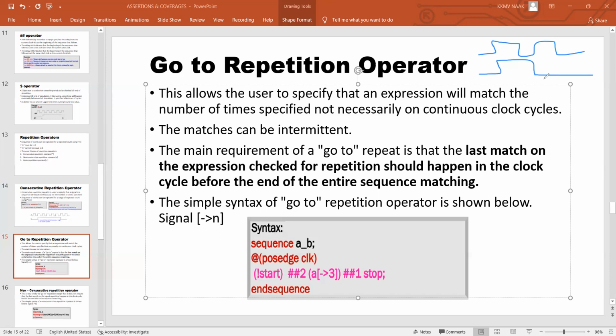Explain this once again, ma'am. The go to operator is not checking continuously. The signal should not be continuously high. The matches can be intermittent. Whereas for your consecutive repetition operator, it should be high continuously. Whereas what do you mean by non-consecutive? Opposite of consecutive, right?